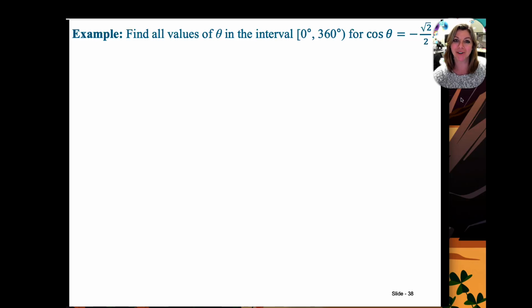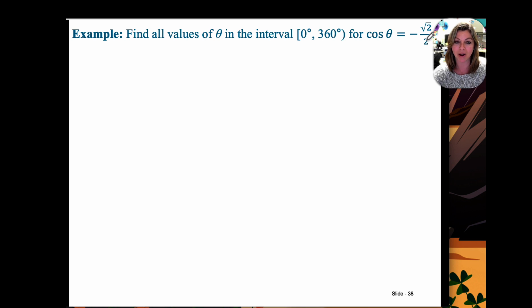Hello trigonometry students, my name is Jami Emigh, and this video is continuing our discussion for chapter 2, starting with the example: find all values of theta in the interval 0 to 360 degrees, including 0, not including 360 degrees, that make cosine of theta equivalent to negative radical 2 over 2.